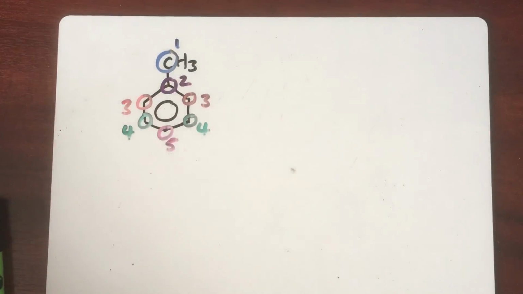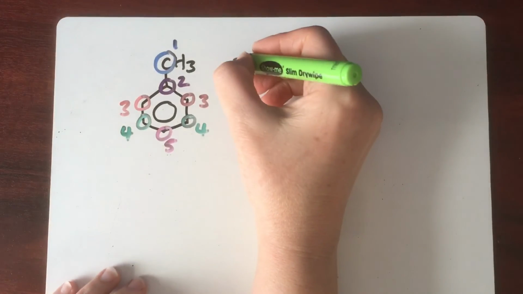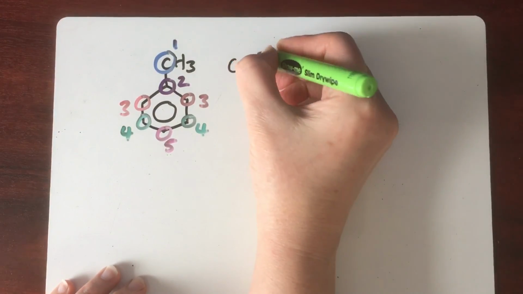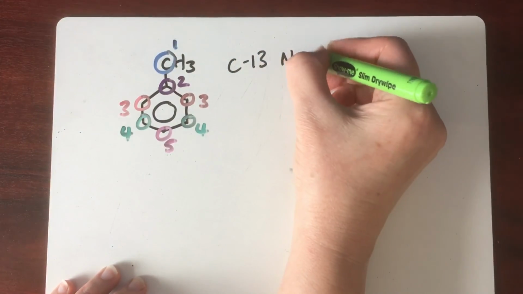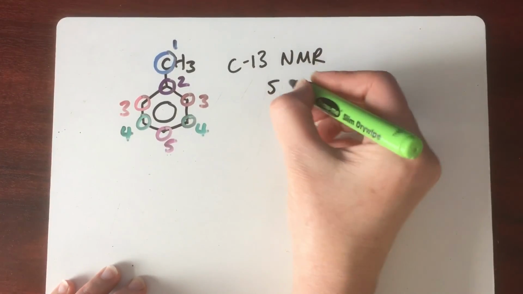So here we've got even more carbon environments. So on our carbon 13 NMR this time, we've got 5 peaks.